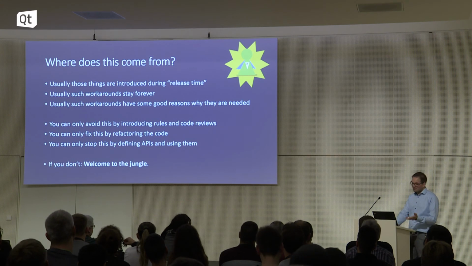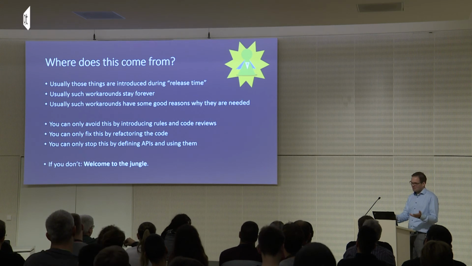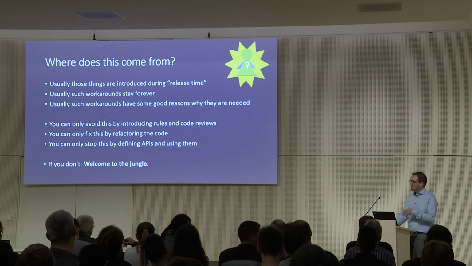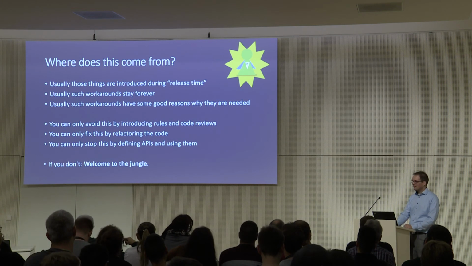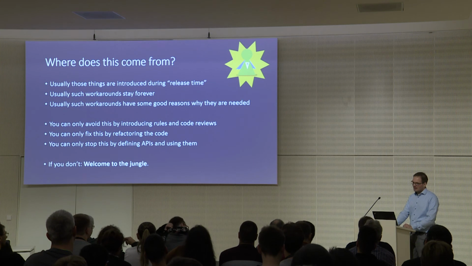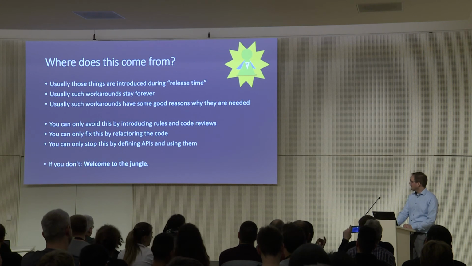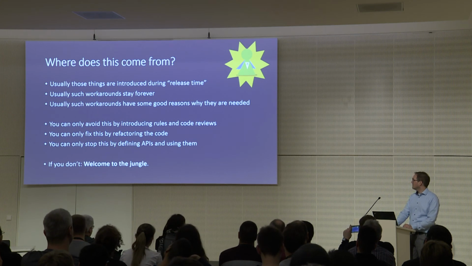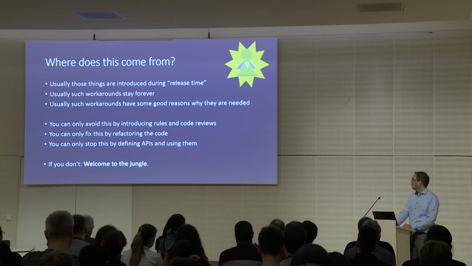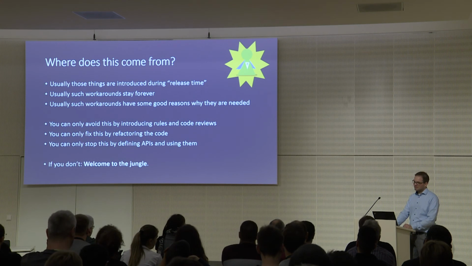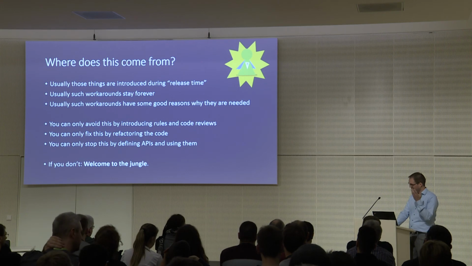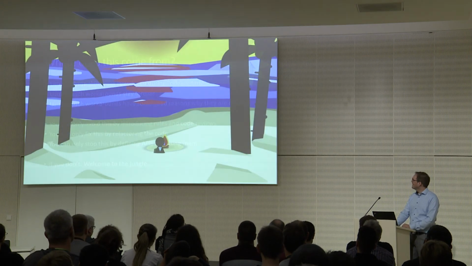So how can you avoid that? You can avoid it by code reviews. It's people looking at it and starting to scream, and not letting you push it to master. And if you have this, you have to invest the time to refactor it. And you can avoid it only by defining APIs and rules. And if you don't, well, welcome.